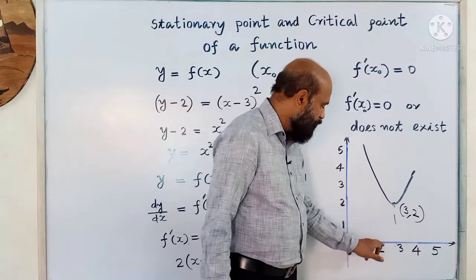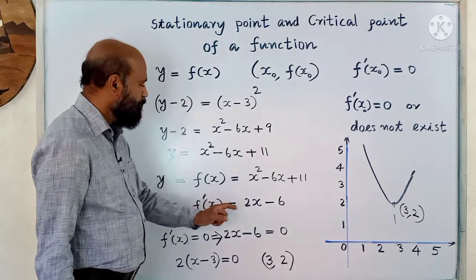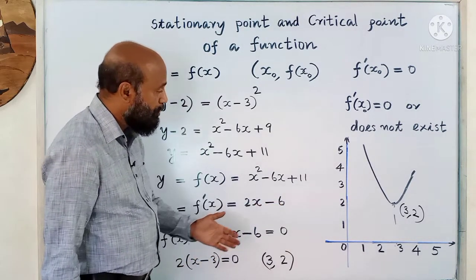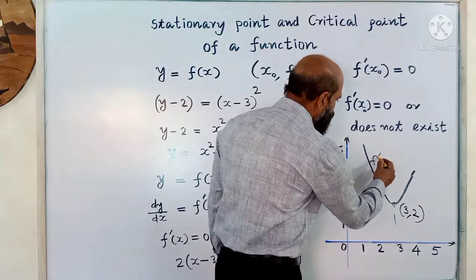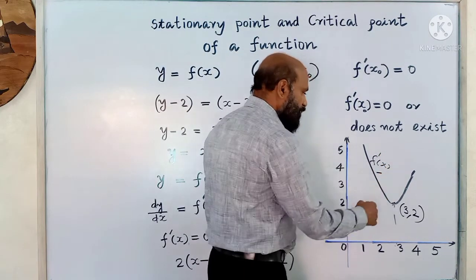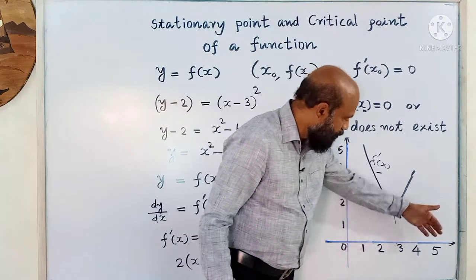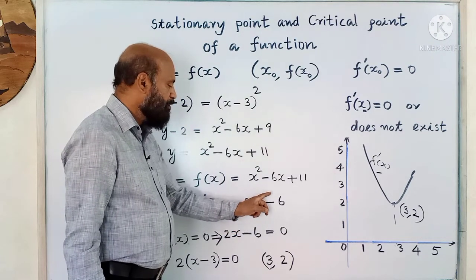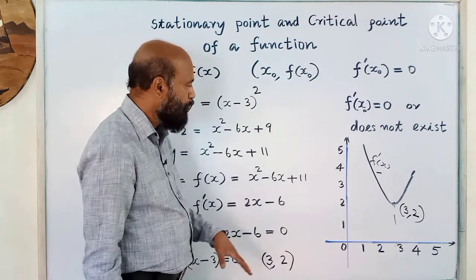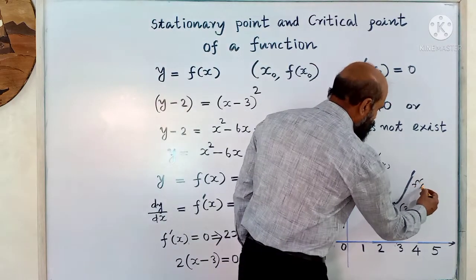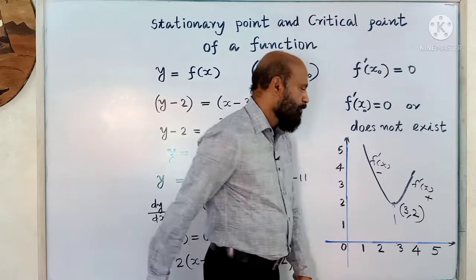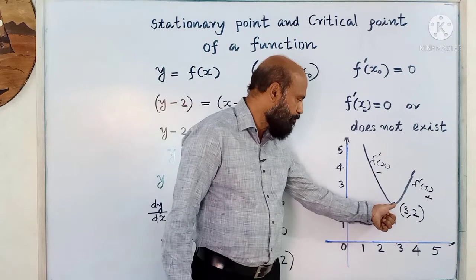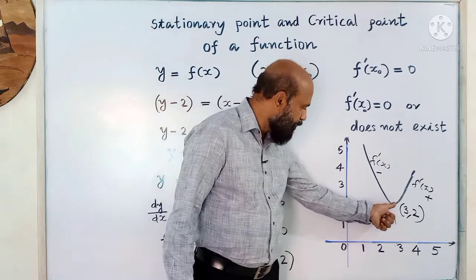Now before this 3, you put 2 here. So 2 into 2 is 4, and 4 minus 6 is minus 2, which is negative. So before this, the first derivative is negative. Then you take a value after 3, that is 4. 2 into 4 is 8, and 8 minus 6 is 2, so it's a positive value. So here the first derivative is positive. The sign is changing, so this is a minimum point. It's the lowest point on the graph.